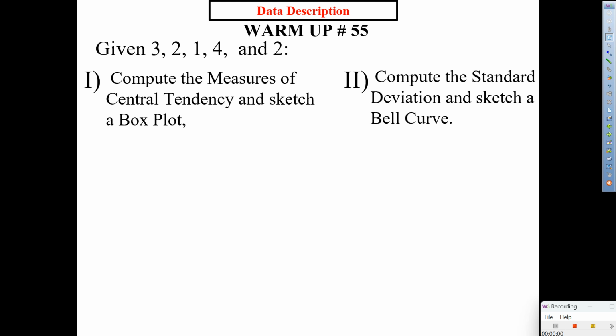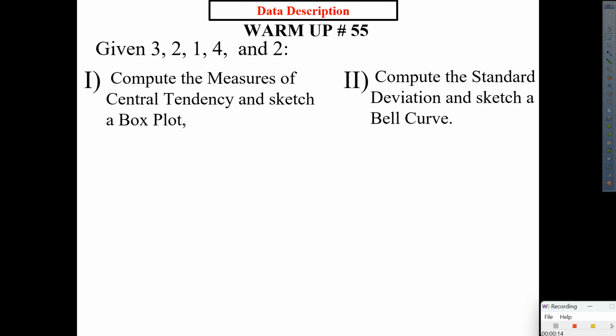Warm-up number 55 is on the screen. A couple things to do. It says given 3, 2, 1, 4, 2, compute the measures of central tendency and sketch a box plot. For number 2, compute the standard deviation and sketch a bell curve. So, get cracking. And by the way, today we're moving on to measures of what?